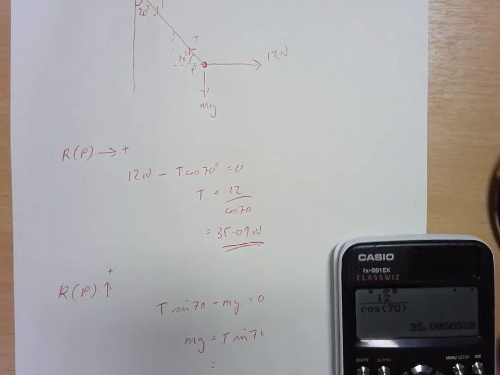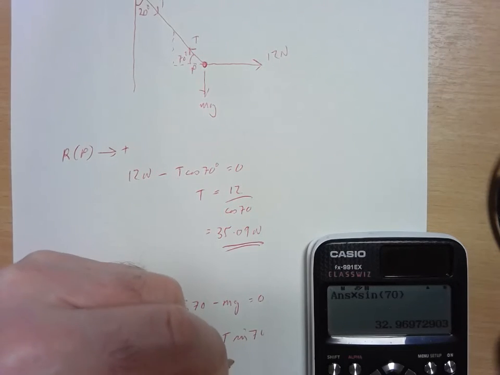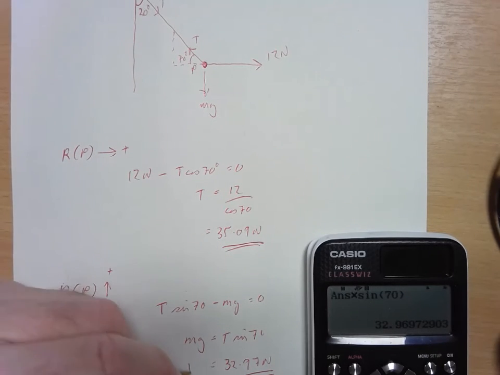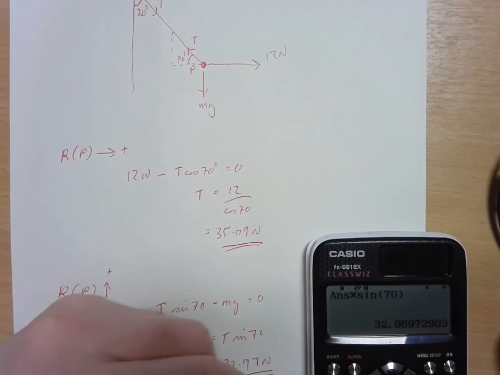I've already got T, which I've just worked out from the previous part, so it's going to be answer times sin 70. Gives me an answer of 32.97 newtons. And that is its weight, which is mg, and probably just round that sensibly to 33 newtons to 2 SF.